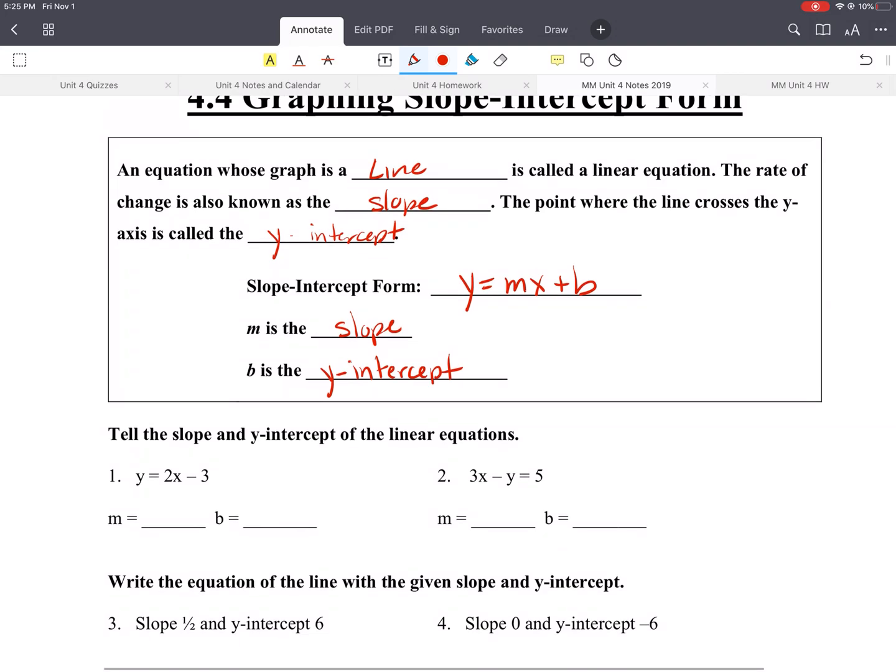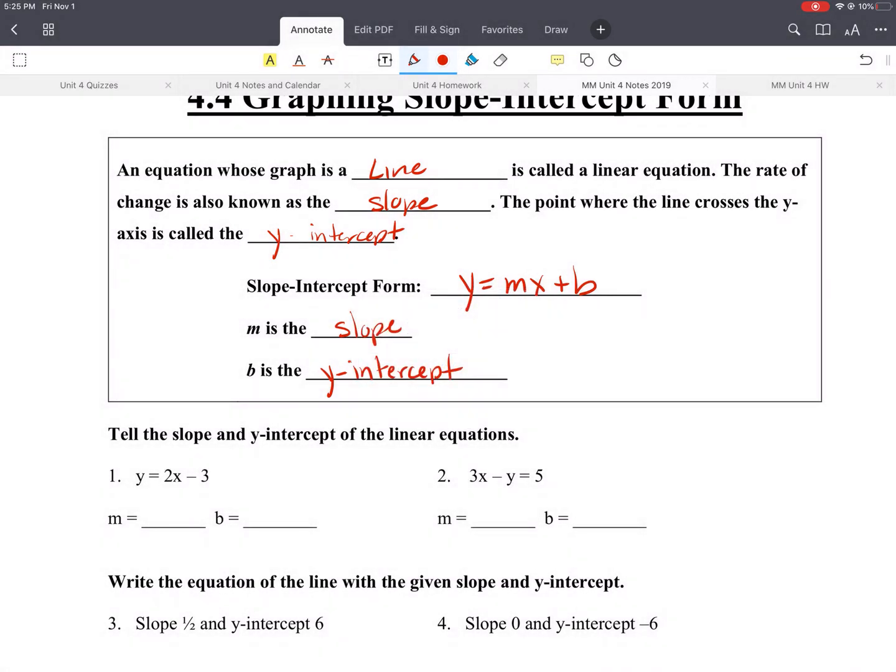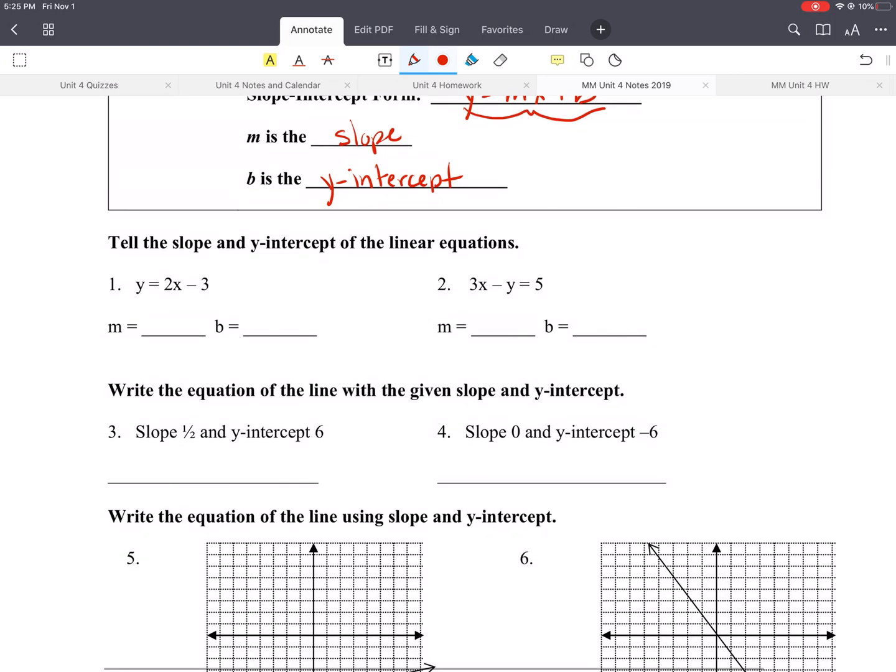So an equation whose graph is a line, a straight line, is called a linear equation. The rate of change is also known as the slope. The point where the line crosses the y-axis is called the y-intercept. So slope-intercept form is this equation, y equals mx plus b, where m is the slope and b is the y-intercept. Okay, so let's get into some problems.